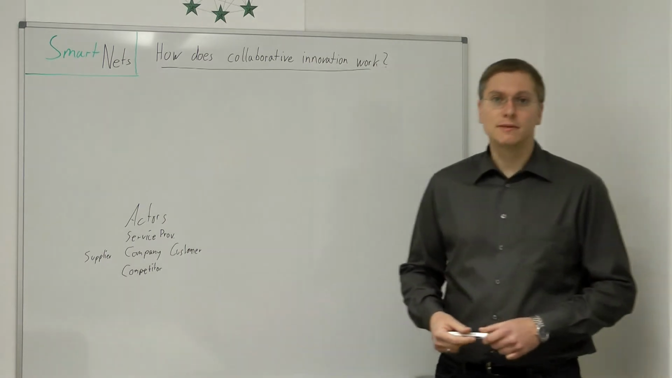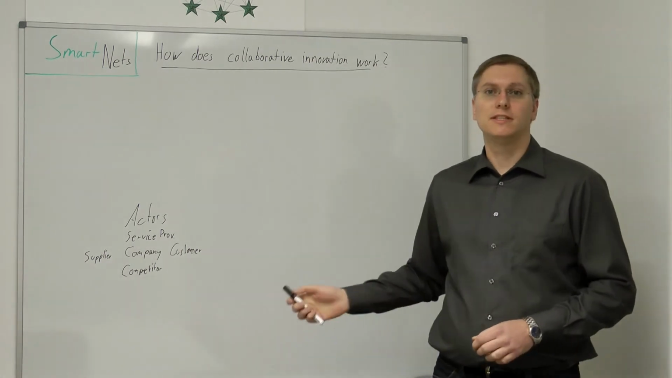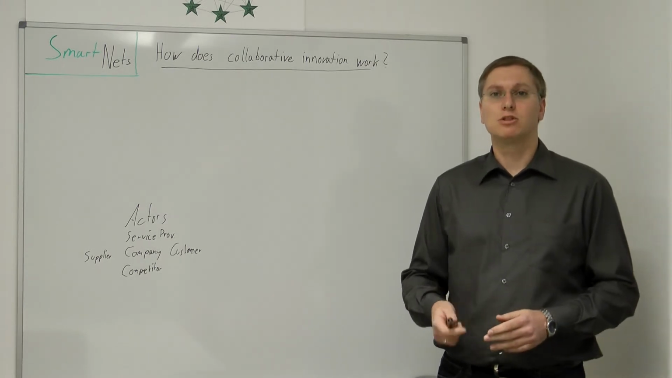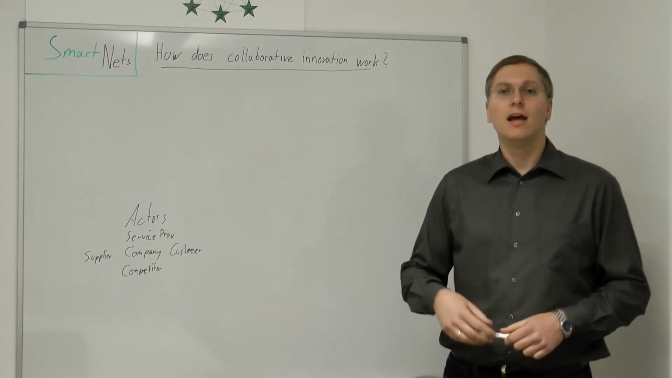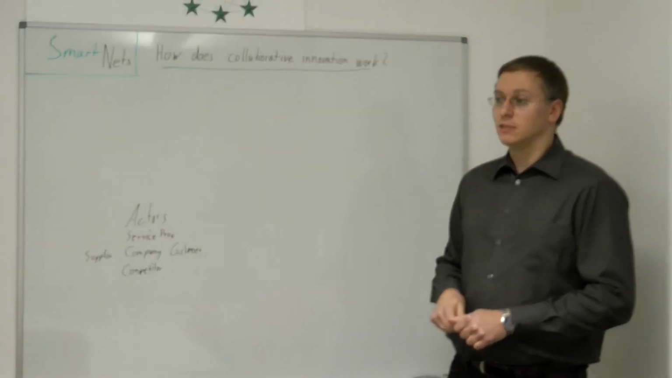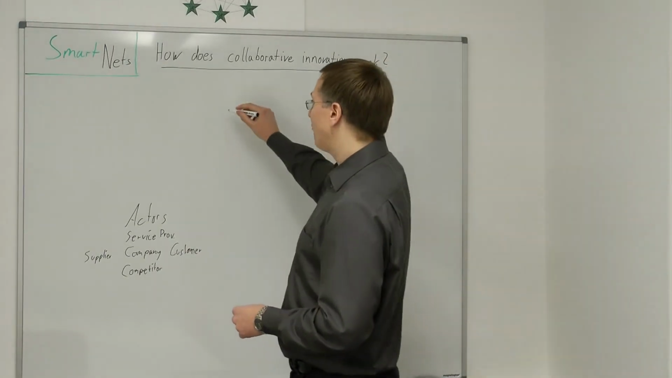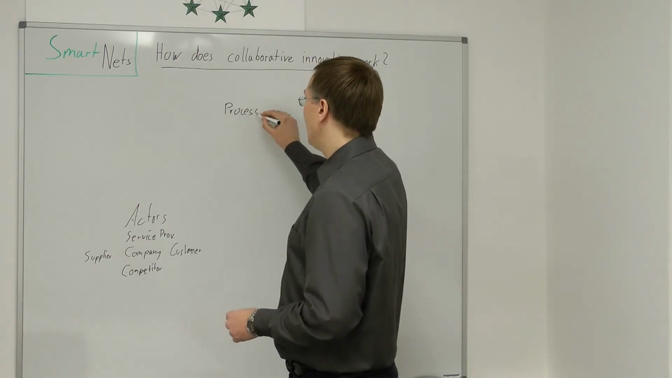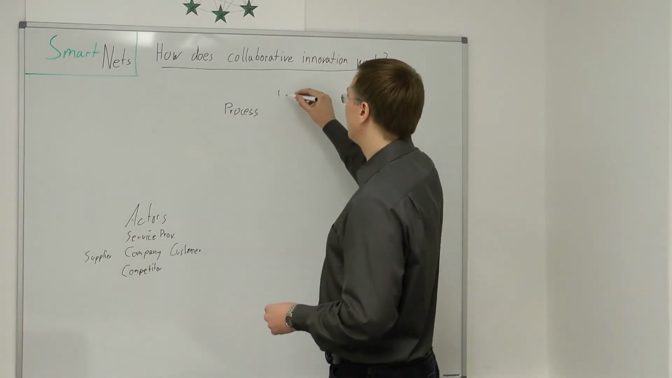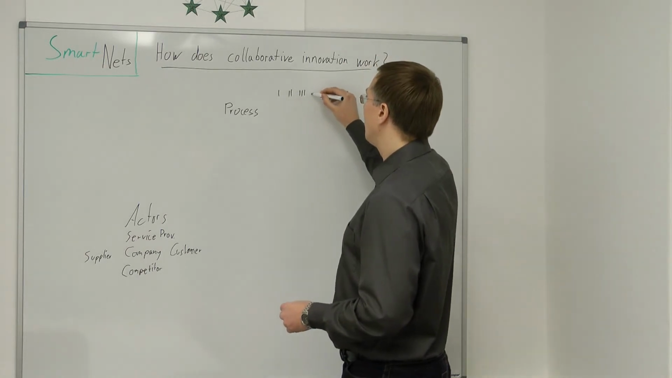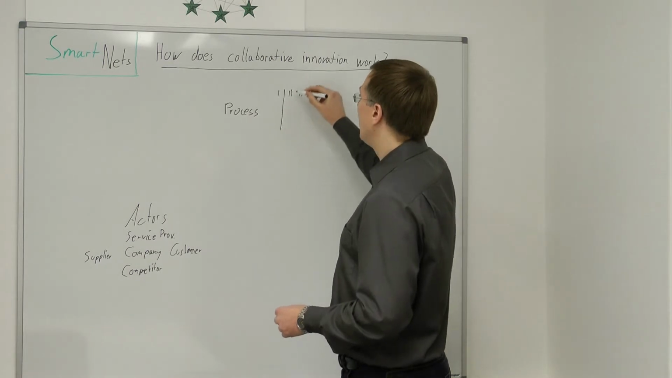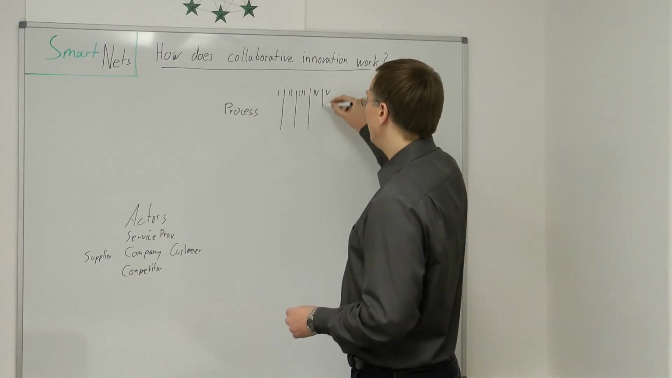In order to support collaborative innovation with several actors, we need to define a process which is describing the way from the idea to the final product. So we did that. We have a reference process in SmartNets. It consists of 5 phases, 1 being the idea phase, 5 being the production phase.